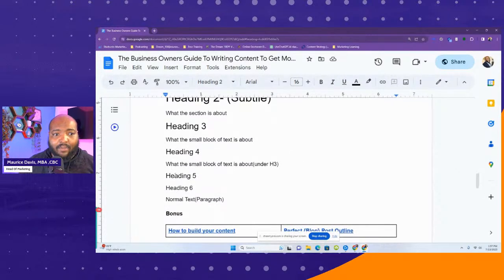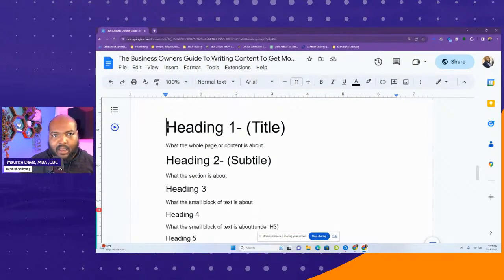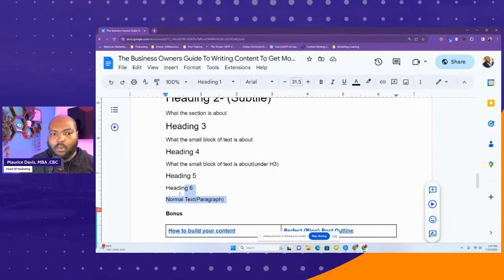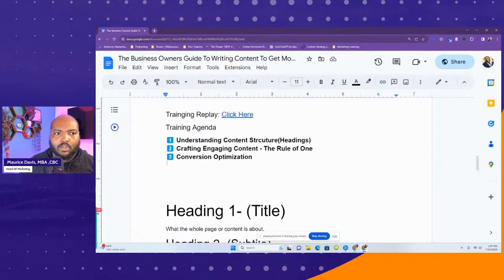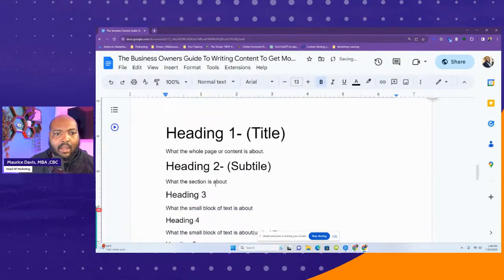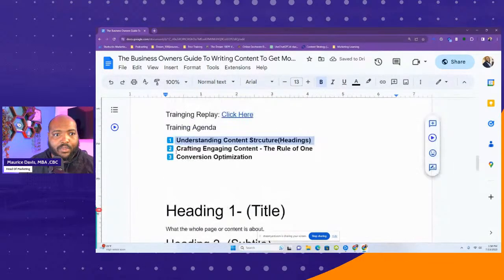Now, after you have all your headings, you then have your normal text. And the thing about all of these is they are really trying to communicate what the section below it is really about, right? Now, the normal text fills in all the context and the content. Okay. So we've accomplished number one. Now we need to go through and review number two. So what was number two? We said we're going to craft engaging content using the rule of one.